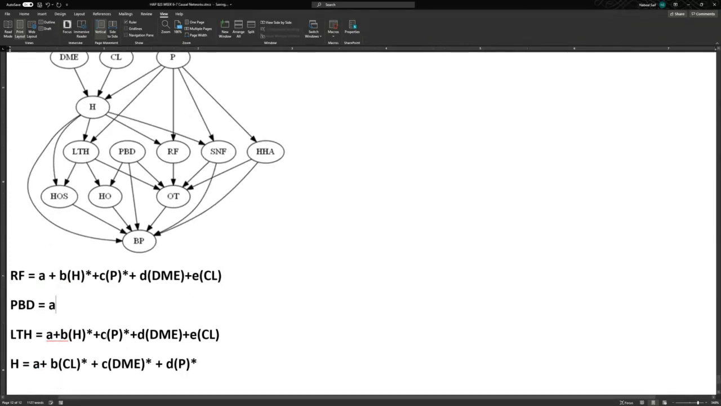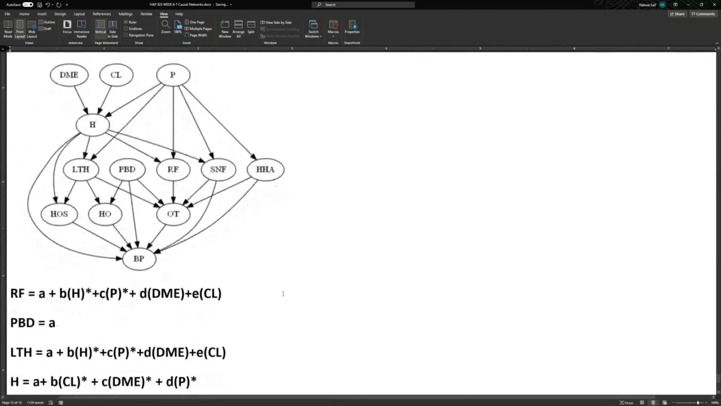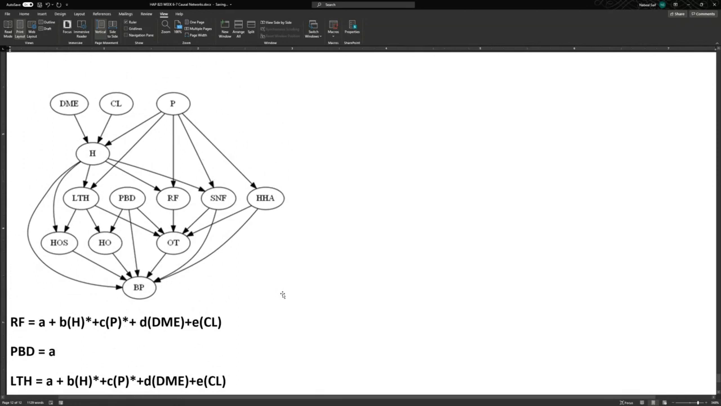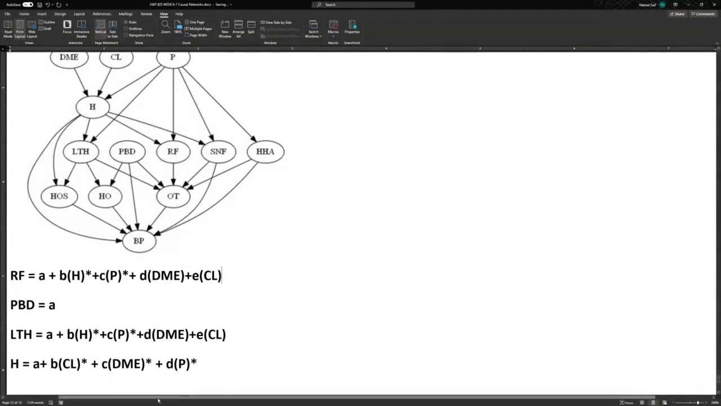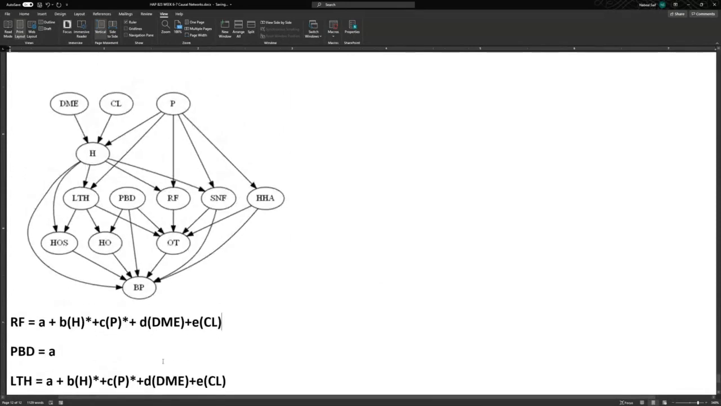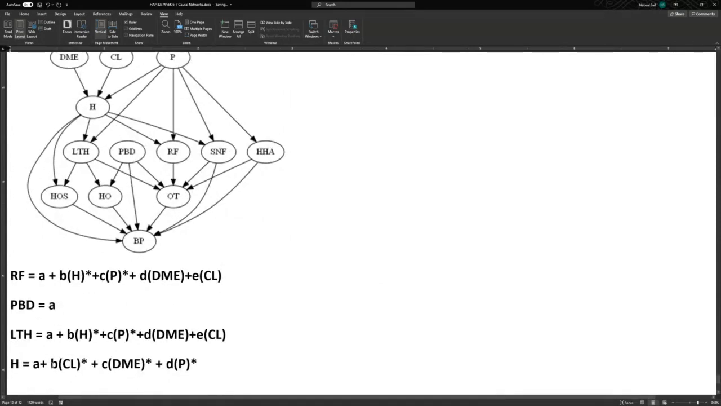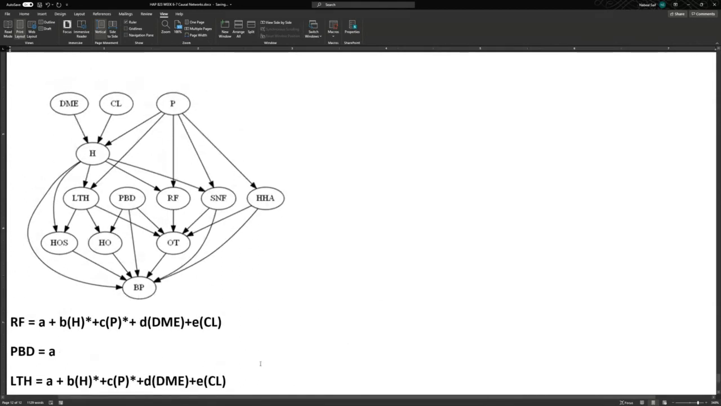So, what's the name for things that are significant and right before? You said direct cause, but they are parents. The network name for them is parents in the Markov blanket. So, what is the Markov blanket of, let's say, H? It's the parents and the children and co-parents. So, what are the parents to H? Parents to H is DME plus CL. And also P. Oh, and P, yes.